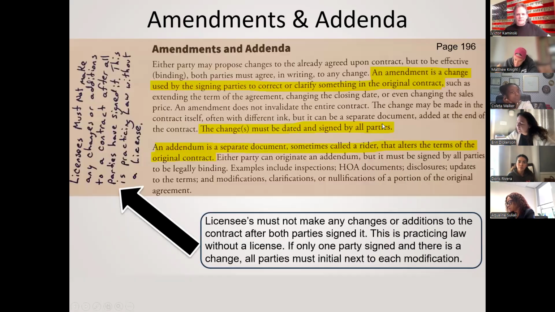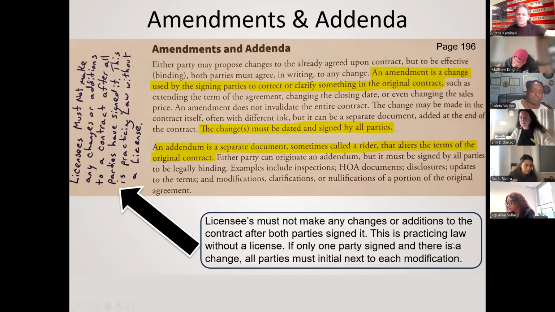So in the book, page 196, let's highlight amendments and addenda and all that stuff. And my chicken scratch on the side, what does that say? I typed it down here. So you guys can make a little note for yourself, either saying this or in your own words, put it in your own words to write less.